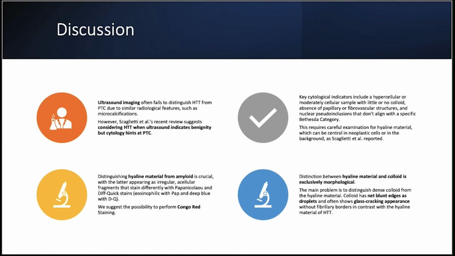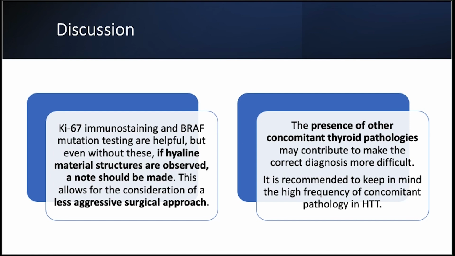Distinction between hyaline material and colloid is exclusively morphological. The main problem is to distinguish dense colloid from the hyaline material. Colloid has sharp, blunt edges as droplets and often shows a glass-cracking appearance without fibrillary borders, in contrast with the hyaline material of hyalinizing trabecular tumor. Ki67 immunostaining and BRAF mutation testing are helpful, but even without this, if hyaline material structures are observed, a note should be made. This allows for the consideration of a less aggressive surgical approach.